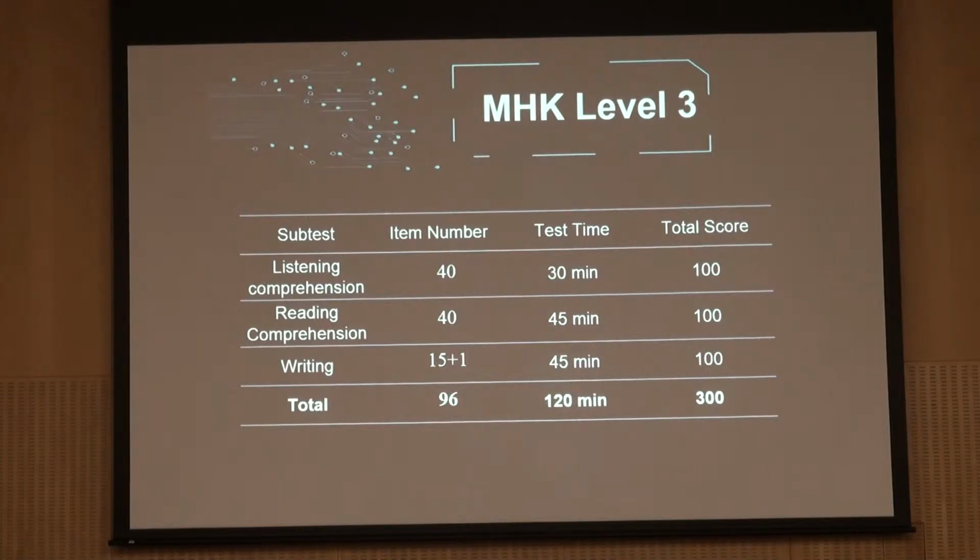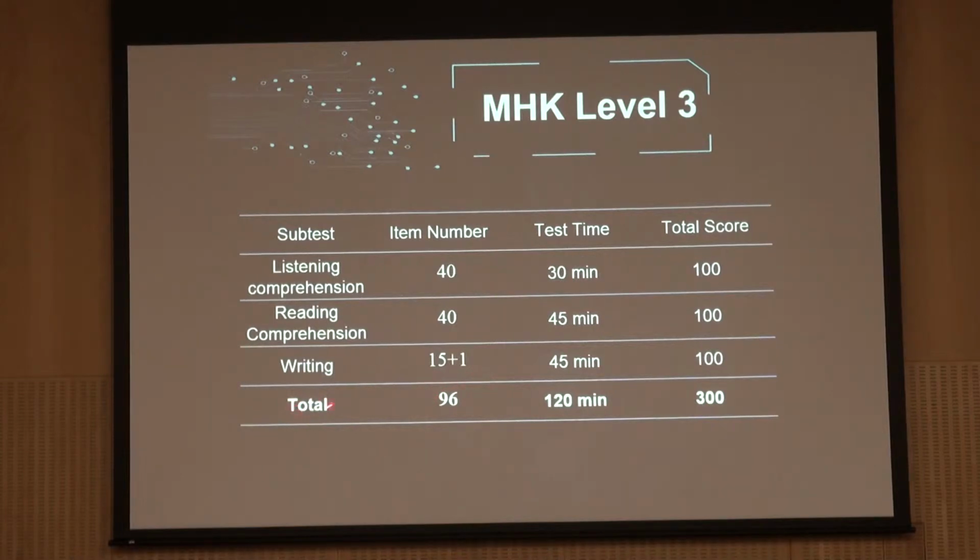in each subtest. From the table, we can see that in the first part, the listening comprehension, there are 14 items. All of them are multiple choices, and examinees are expected to achieve 100 scores in about 30 minutes. In the reading comprehension part, there are also 14 items, all of them multiple choices, and some of them are test-like items. The examinees are expected to achieve 100 scores in about 45 minutes.